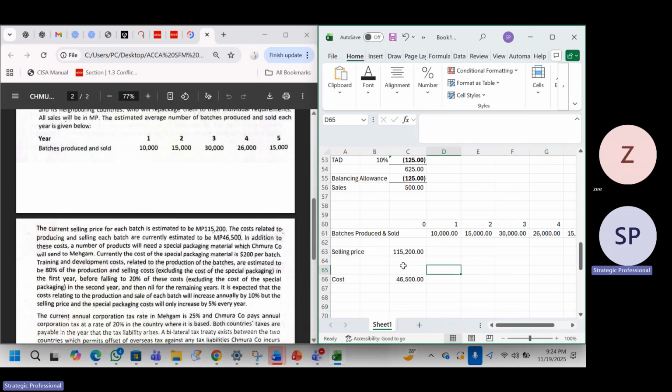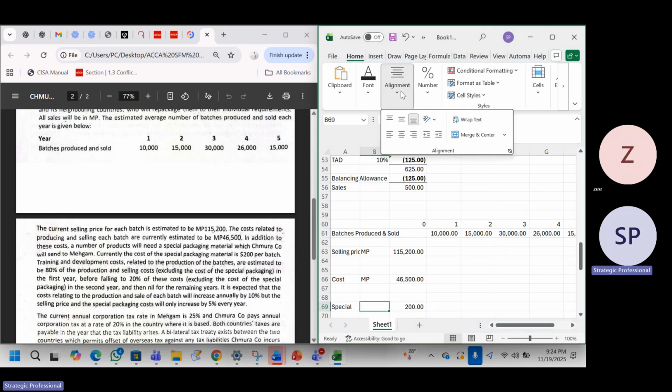per batch. So can you see that currency has changed here? Because of inflation. I say currency has changed. Look at the current selling price, 115, in peso. Look at the cost, is in peso, 46. Now look at the special packaging, it is in dollars. So you can see now. So your eyes have to shine well because these guys can be wicked.